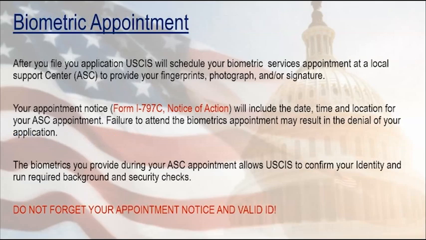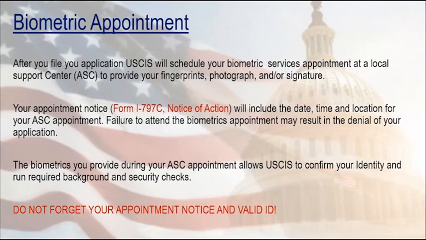Biometric appointment. After you file your application, USCIS will schedule your biometric services appointment at a local Application Support Center, or ASC, to provide your fingerprints, photograph, and also your signature. Your appointment notice, known as Form I-797C, Notice of Action, will include the date, time, and location for your ASC appointment. If you fail to attend this appointment, your application may be denied or may be delayed.